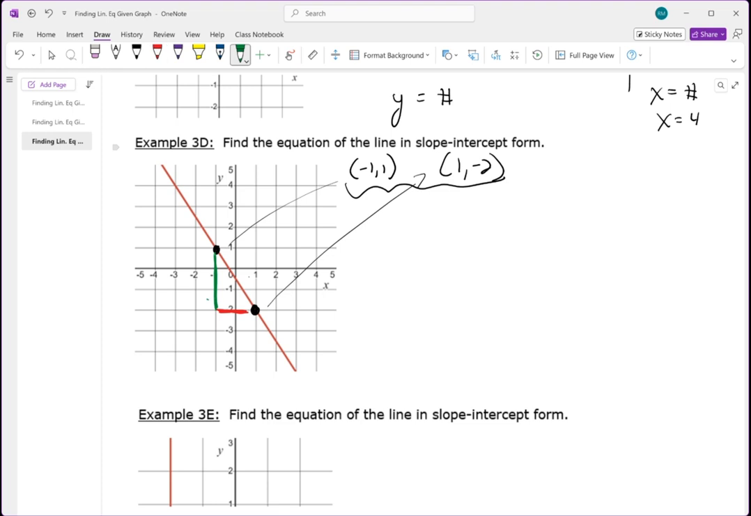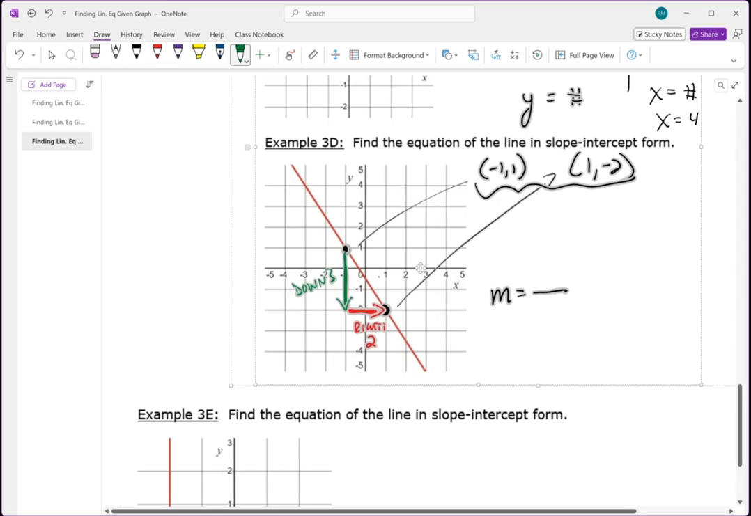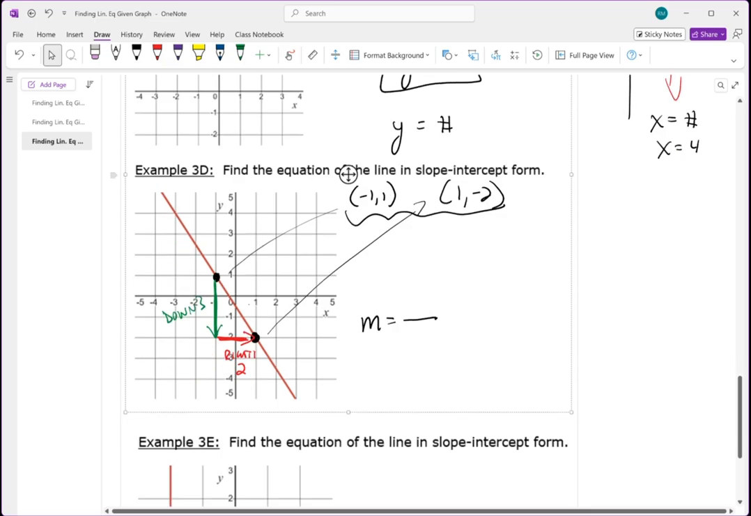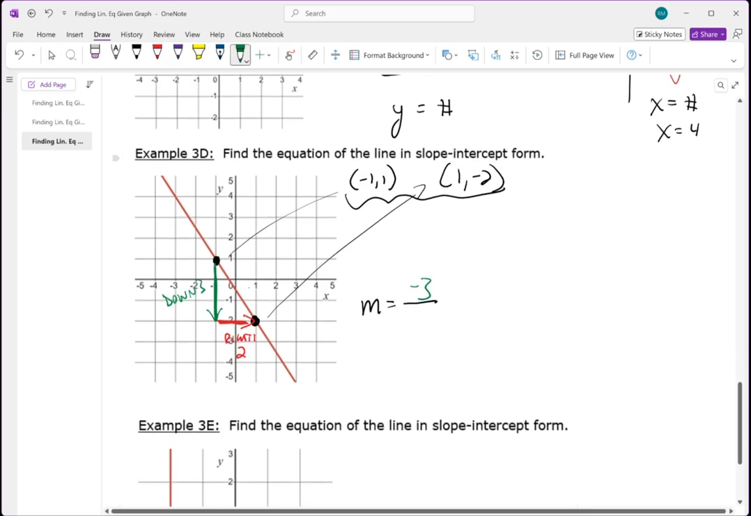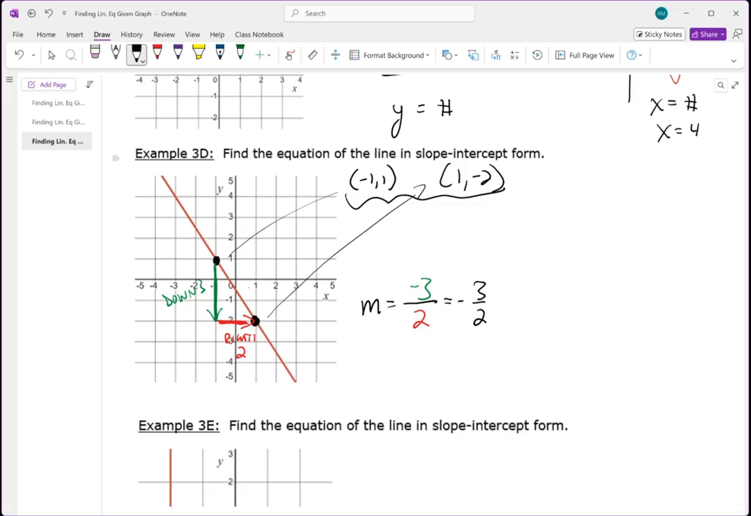So to go from one point to the other, I went down 3, and I went to the right 2. So my slope is going to be -3. To the right 2 would be positive. So my slope is just -3/2.